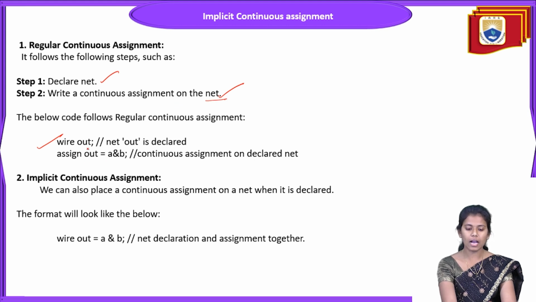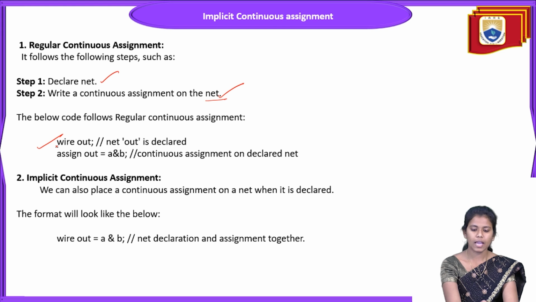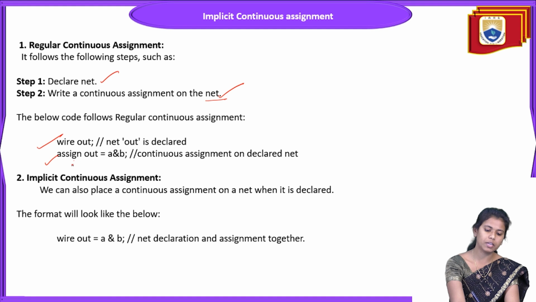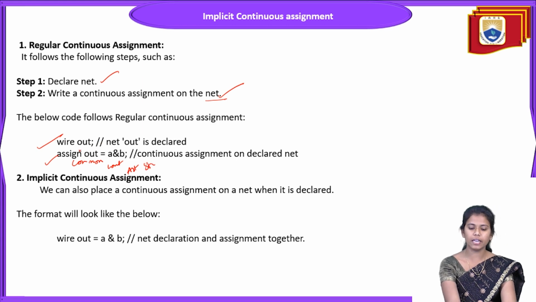So wire out, the net out, is declared. Wire is a keyword used for the net declaration, and for assign out = A and B, assign is a keyword used only for the continuous assignment statement. So assign is declared for the common continuous assignment statement, whereas wire out is declared for the net. This is a difference you have to remember.